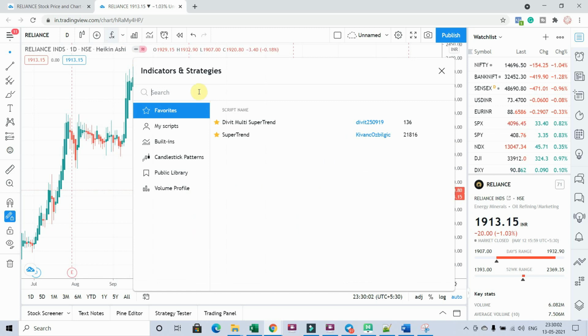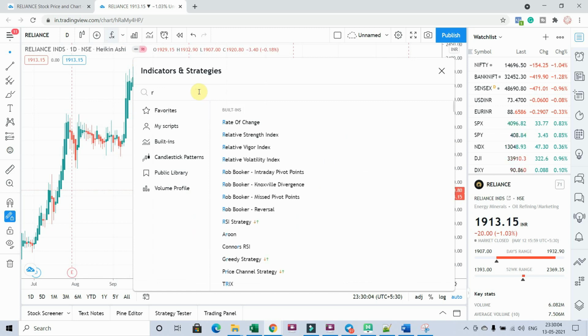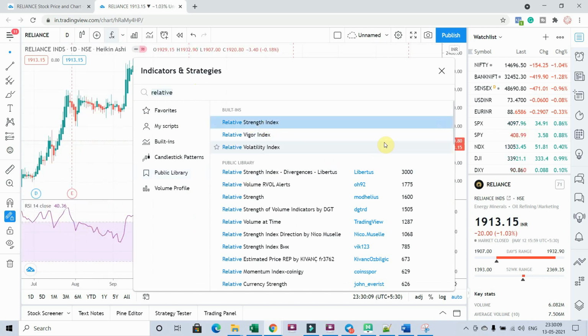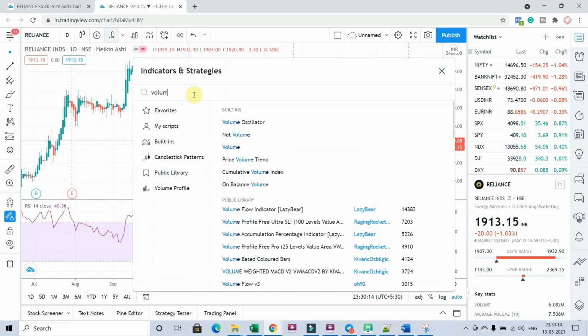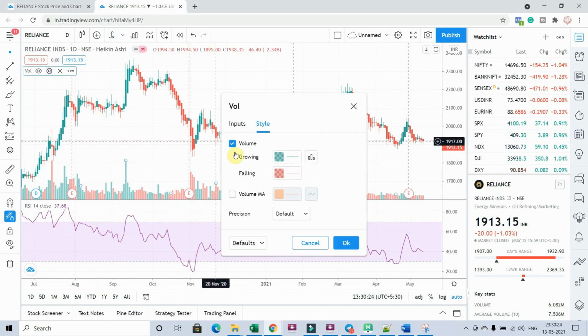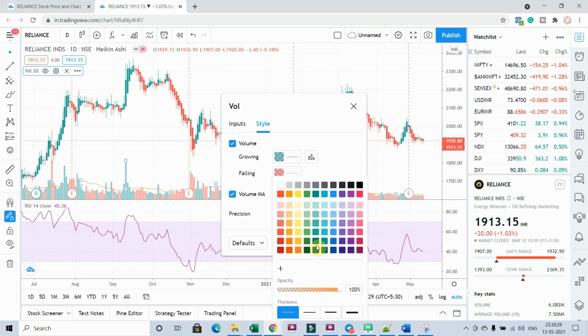For indicators, you can search and type relative strength index. Just use the default one. Then you use the volume indicator. Here in volume, you will have to go to the settings and click on this volume moving average. If you want, you can change the color, so put some dark color so that the line is visible. You can see here the moving average line on the volume.